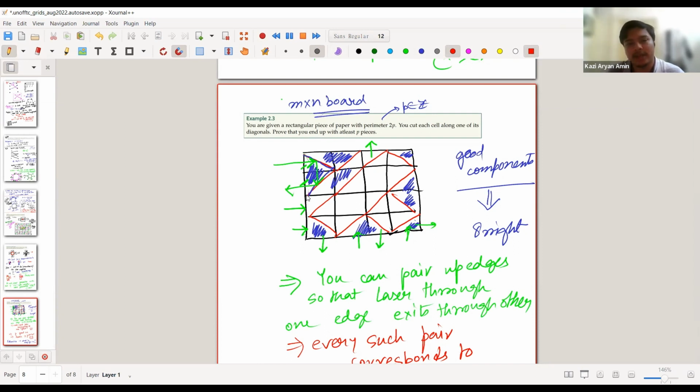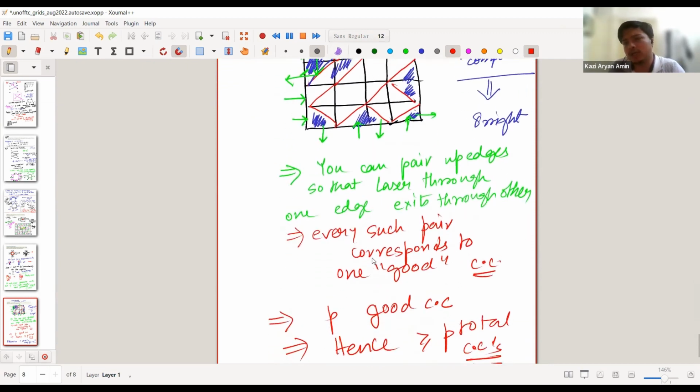through one of the edges, it must exit through another edge, because after it traverses a good connected component, you can have p pairs of edges. So p pairs of edges, which means that no matter how you cut the diagonals, you will always have p good connected components, and hence there would be at least p total connected components. I'll leave a link to the solution. I'll actually just do it right now.